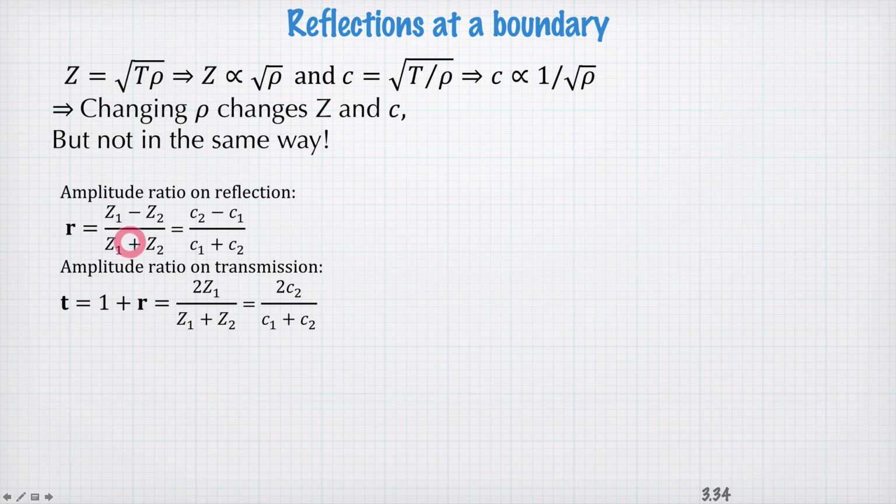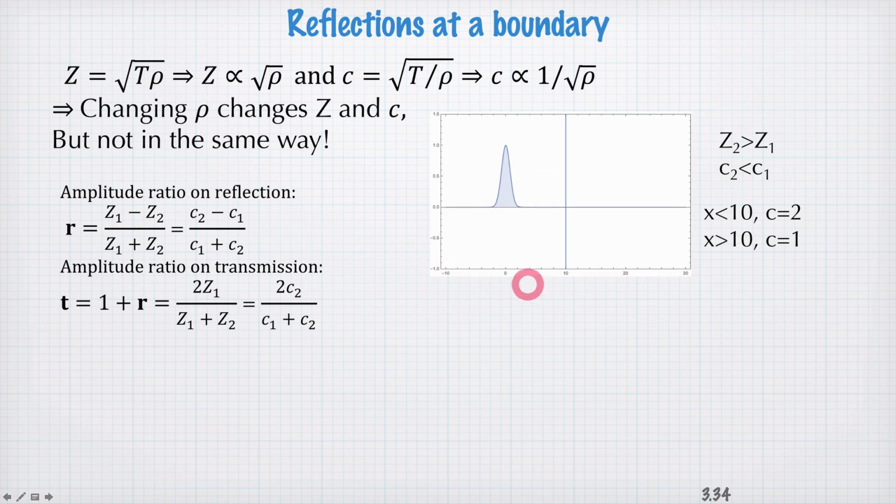And this is the reason when you look at the reflection coefficient, for impedance you have Z1 minus Z2, but for velocity you have C2 minus C1. So these equations look kind of the same, like you could just replace the z's and the c's, but you can't. You've got to be careful. And similarly here with the transmission coefficient. Let's look at an example first where we go from a region of high velocity to low velocity. So that is low impedance to high impedance.